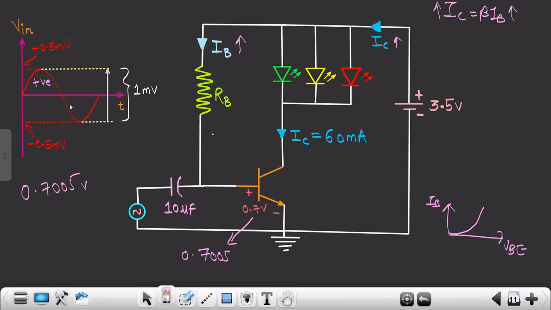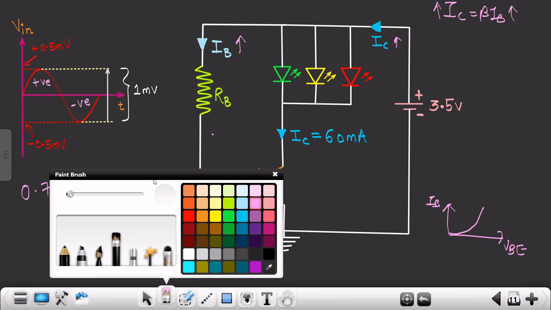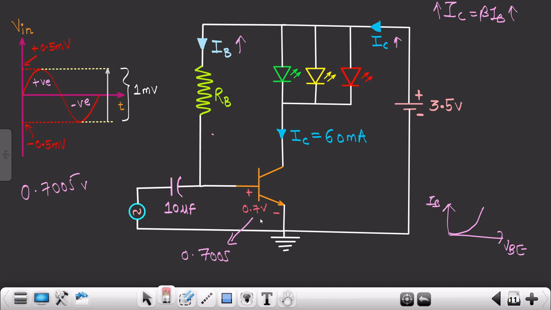Okay, and now let's suppose we are talking about the negative half cycle. So obviously now I need to calculate over here. So 0.7 volts minus 0.5 into 10 raised to minus 3, minus 0.5 into 10 raised to minus 3. So during the negative half cycle, you would get the value as 0.6995. As you can see, the minimum threshold voltage required for a transistor to be in the on condition is 0.7 volts, right?